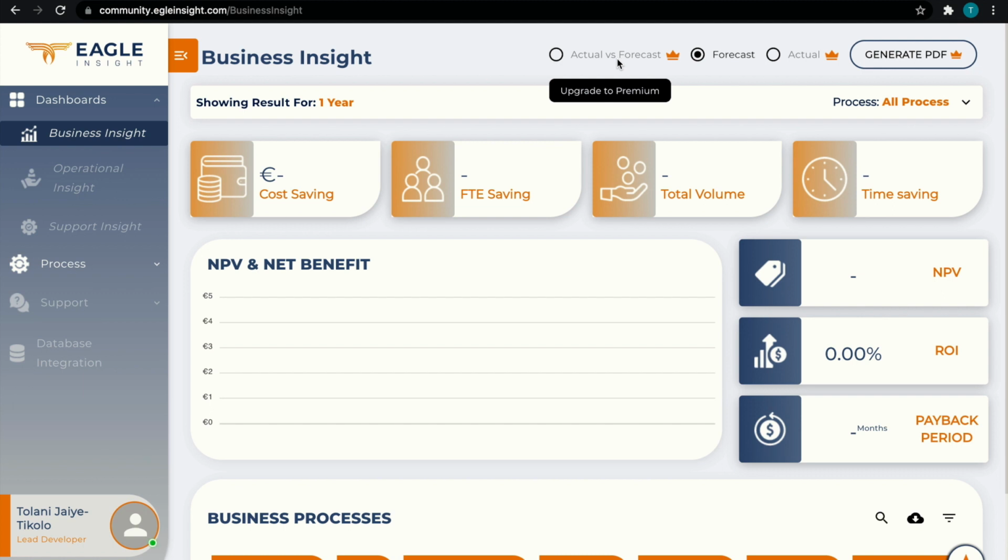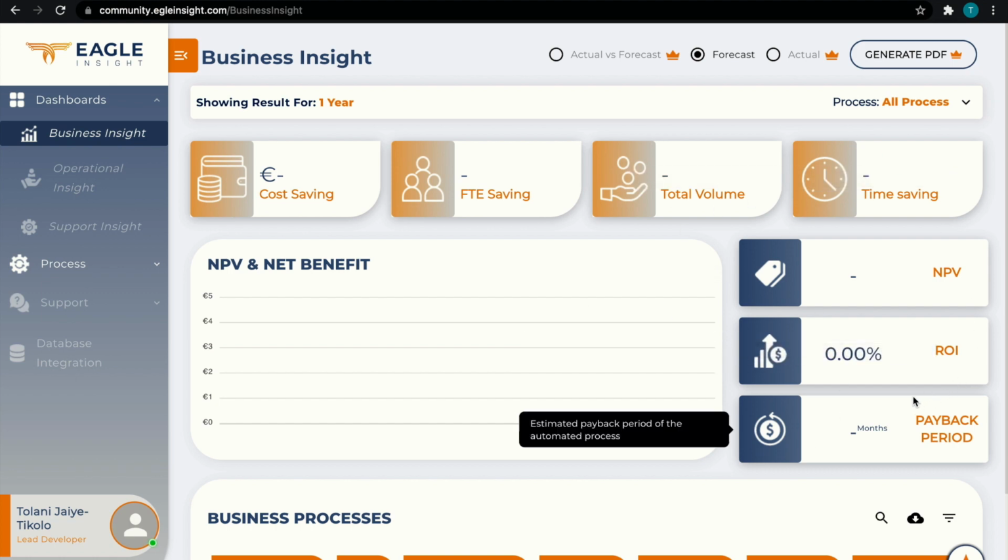This just means that you can forecast, let's say, what's my return on investment for the next few years, or you can look at the actual, what it is right now. There are only a few options we have; the rest require you to upgrade to premium. You can see the forecast with the free version. You can also generate a PDF. Generating a PDF is actually a premium feature, but you can generate all of these as a PDF.